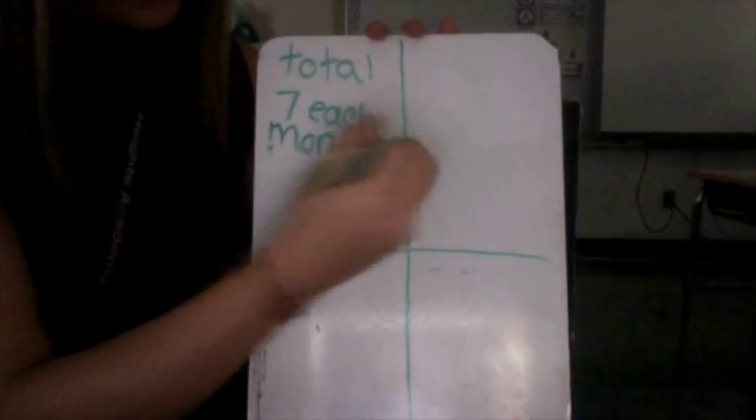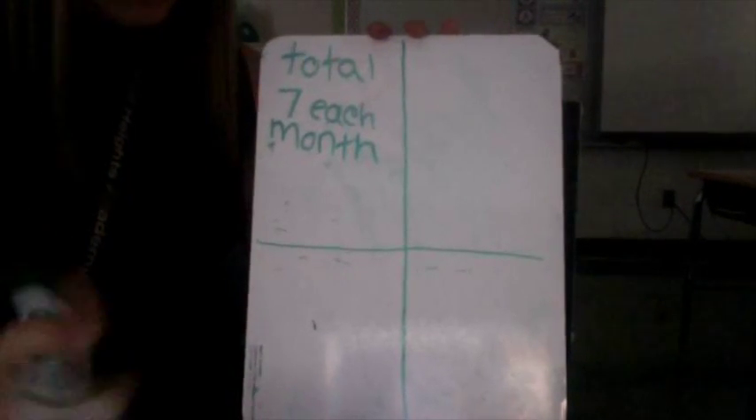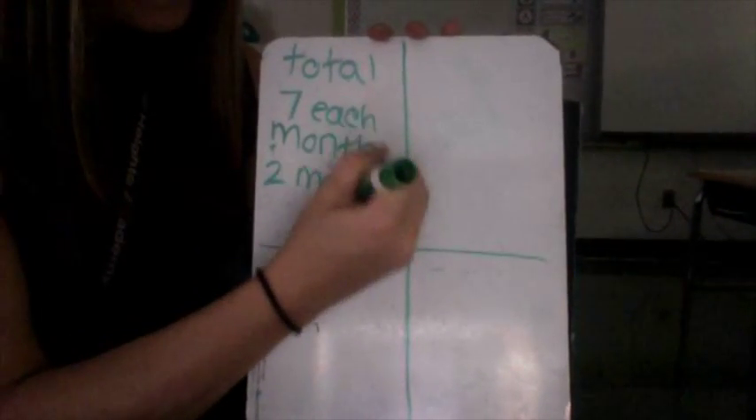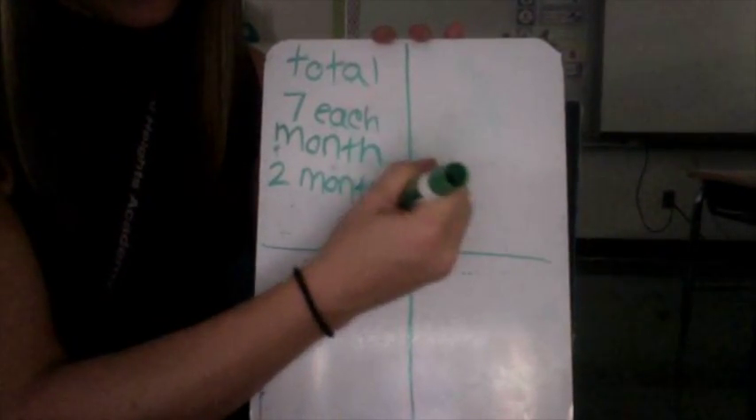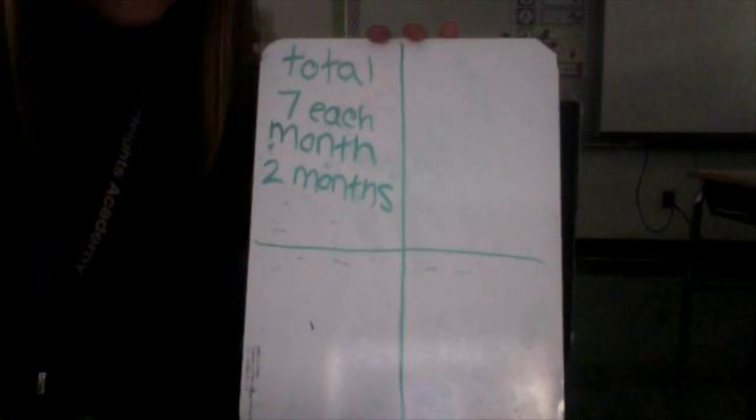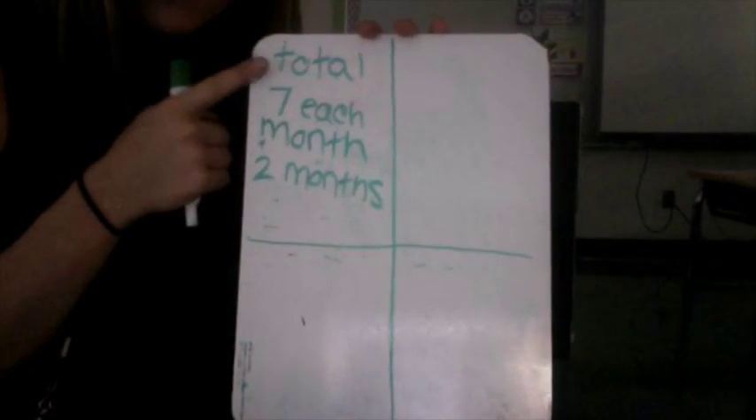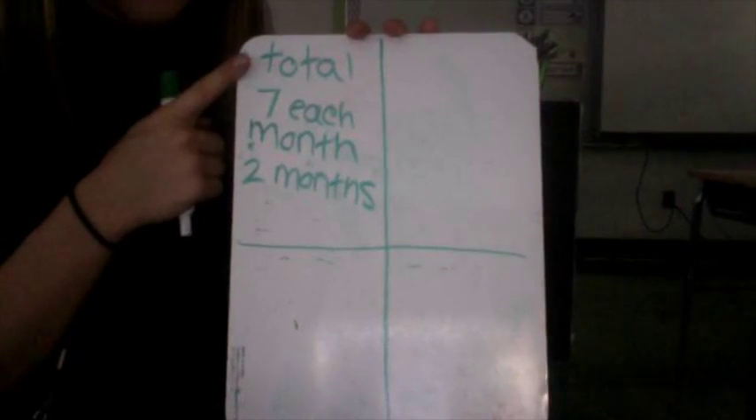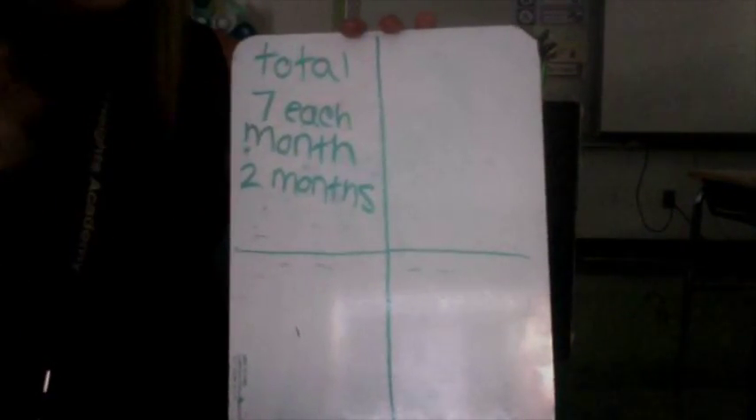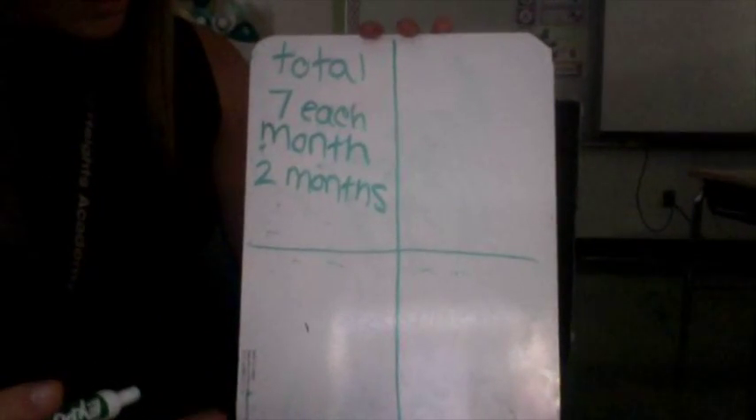So I'm going to write month there. The season is played for 2 months. So we know that part. There's 2 months there. How many baseball games are in the season? So that question there is referring to that total. We're looking for a total number of games played in the season. Okay? So now we need to think about what we already know. How can we draw this?